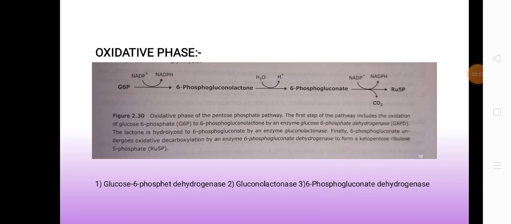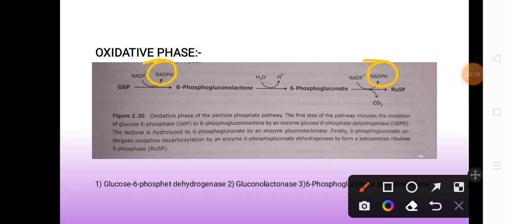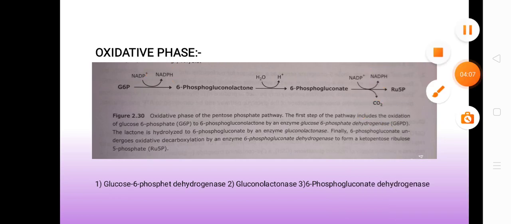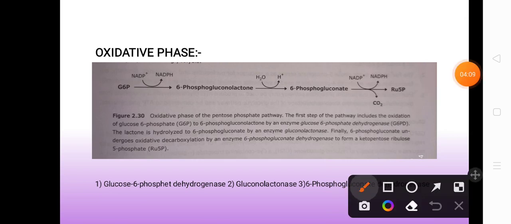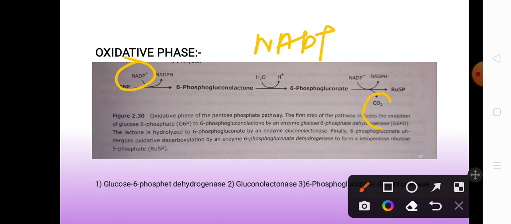Now there are a couple of things we should remember from the oxidative phase. First of all, there will be generation of 2 moles of NADPH, and also generation of 1 mole of CO2. And in the oxidative phase there are many things that differ from the glycolytic cycle. First, as I have already mentioned, NADP plus is involved in the oxidative phase of the pentose phosphate pathway, but in the glycolytic cycle it is NAD plus. Second, in the pentose phosphate pathway there is production of CO2, as you can see, but in the glycolytic cycle there is no CO2 production.